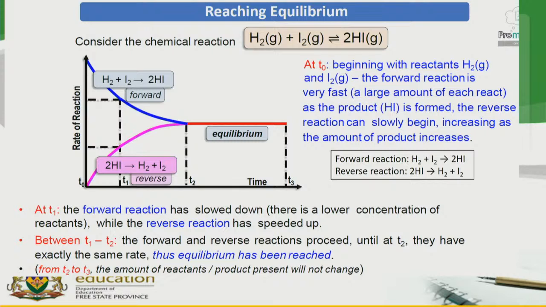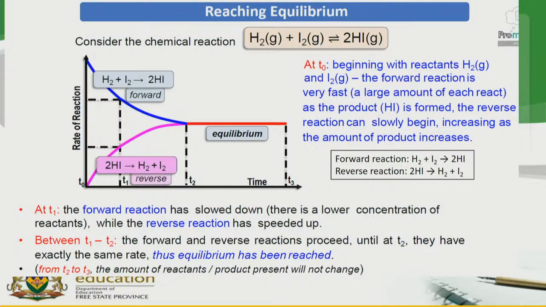Now, let us check equilibrium. What happens there? Say, for instance, you are given a reaction, hydrogen plus iodine forms hydrogen iodide. So this means at the beginning, you will have hydrogen and iodine. Before hydrogen and iodine react, you will have nothing of hydrogen iodide. So when hydrogen reacts with iodine to form hydrogen iodide, we say that is a forward reaction. You can see it moves from left to right.